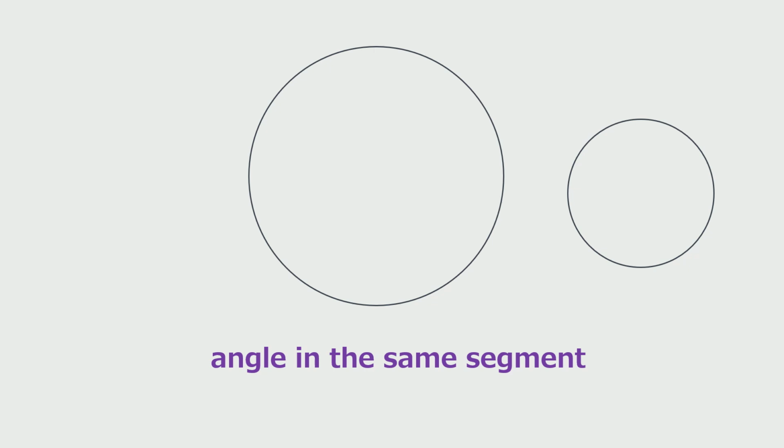Right, so let's do the first angle property, that's angle in the same segment. To apply this concept correctly, we need to identify an arc. So what is an arc? An arc is basically just part of the circumference of the circle. Right, so that's an arc.